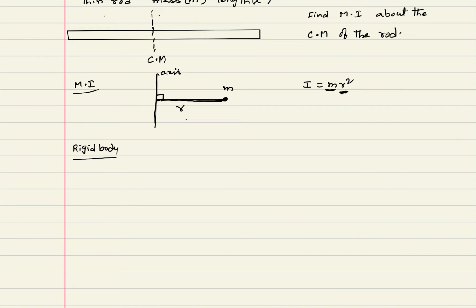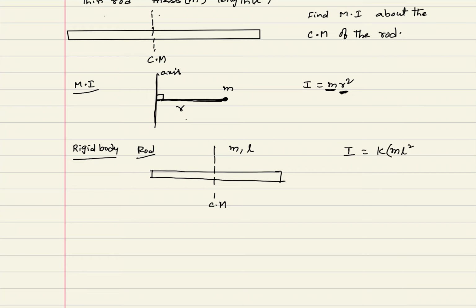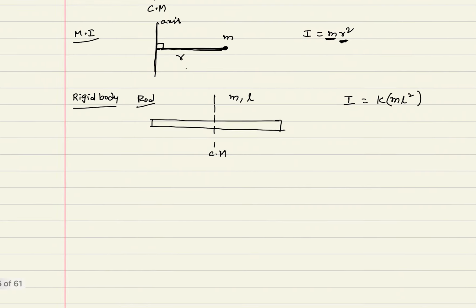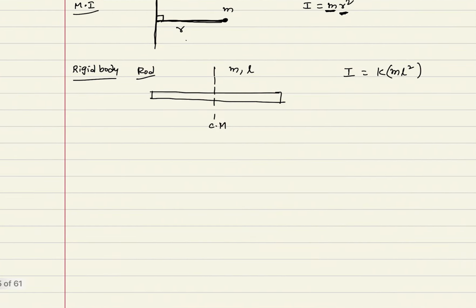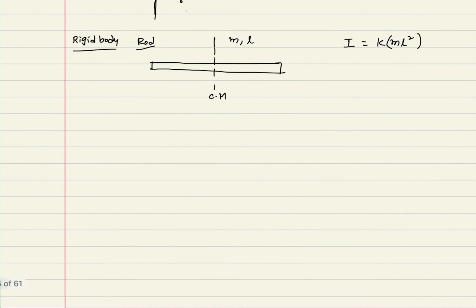For a rigid body like a rod, I don't know what the moment of inertia of any rod is. Suppose this is a rod having mass m, length L. The moment of inertia about its center of mass I don't know, that's why I'm taking it as I equals k m L square. Now I am going to calculate this by using just one method, that is the scaling method.